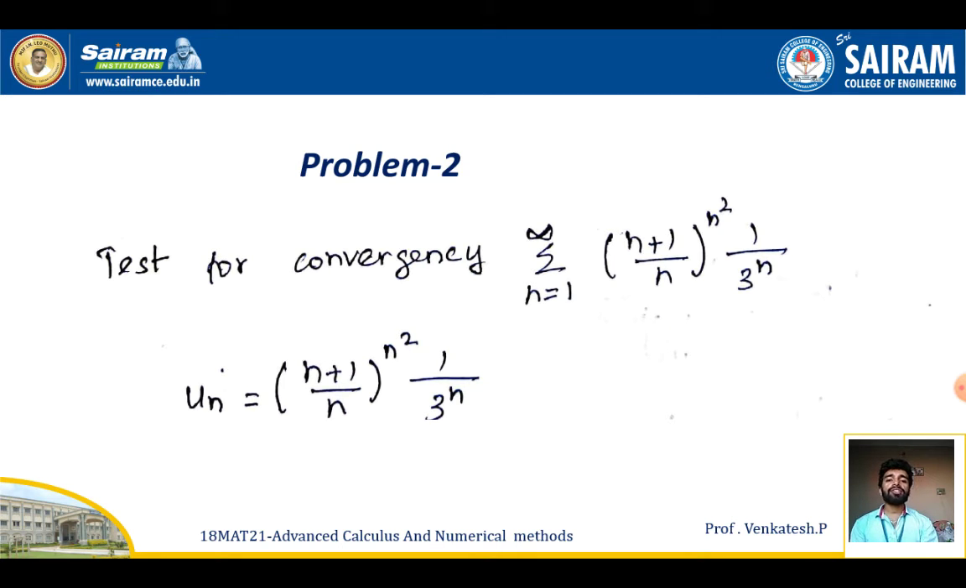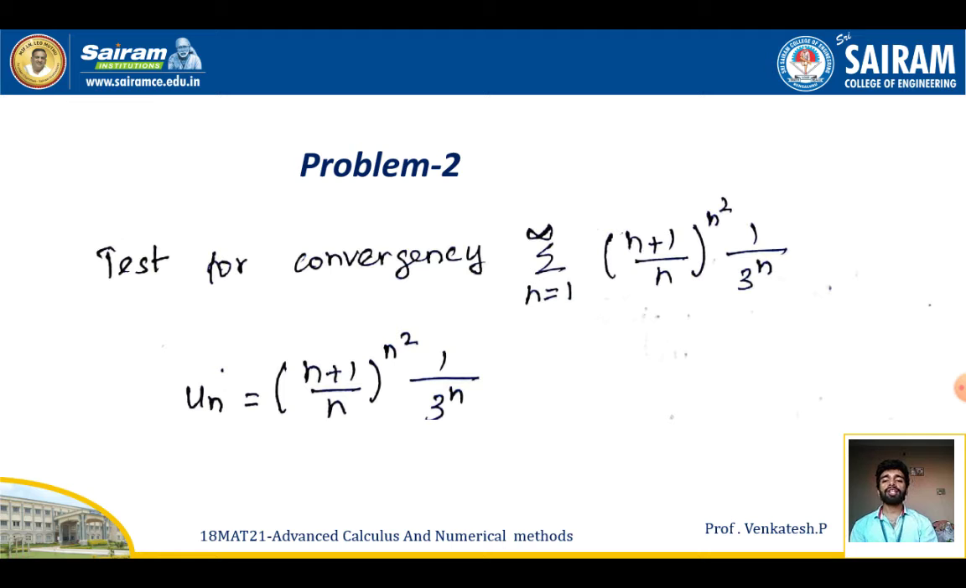Test for the convergence of summation n from 1 to infinity, ((n+1)/n) whole power n square into 1 by 3 power n. Here also we can observe that the function is in terms of powers of n. So take the function un equal to ((n+1)/n) whole power n square into (1/3) whole power n. Since it is in powers of n, we can use the Cauchy's root test.